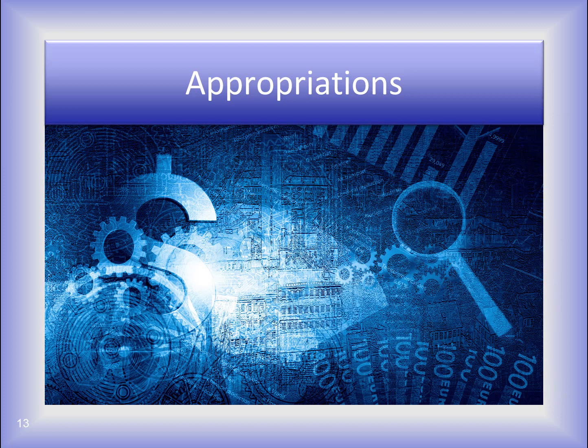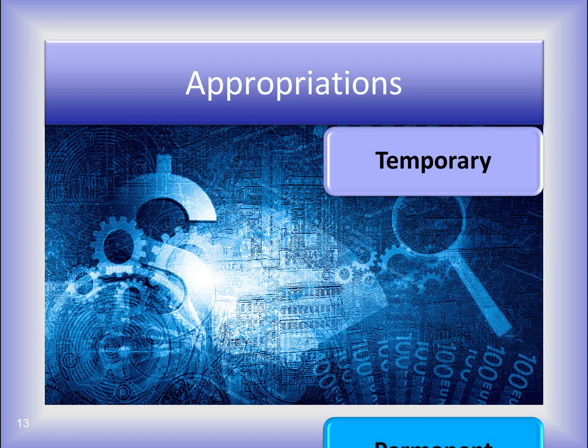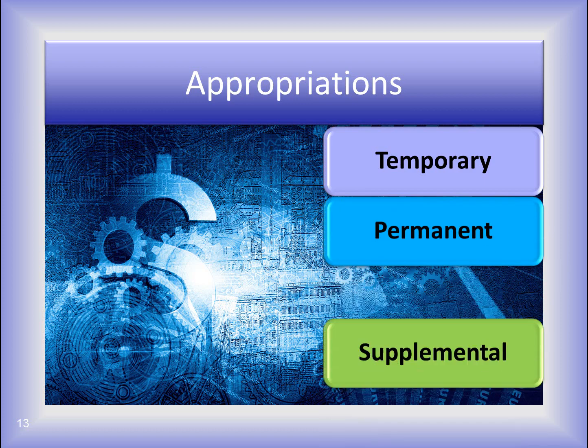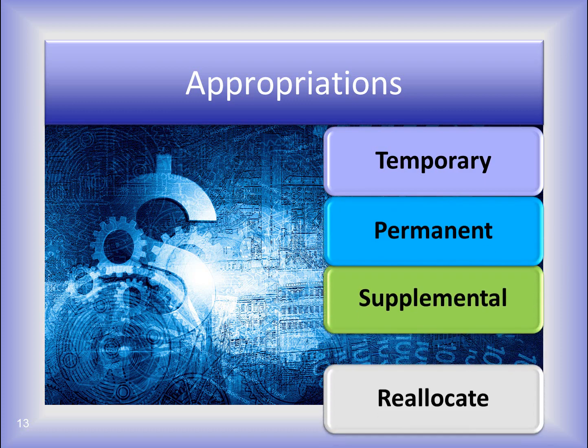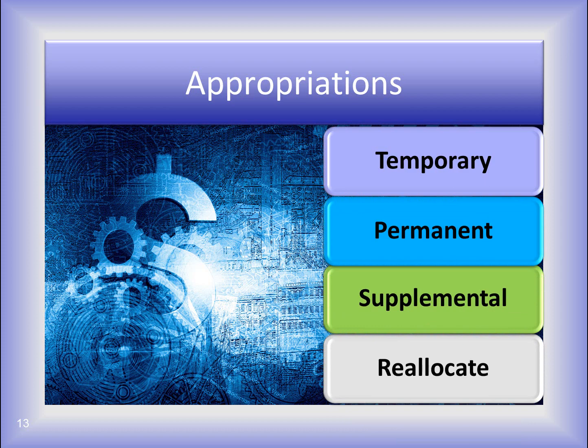There are 4 different types of appropriation actions the board may adopt. They're not interchangeable. Each title describes a different type of appropriations: temporary, permanent, supplemental, and reallocate. We're going to discuss each type in detail.